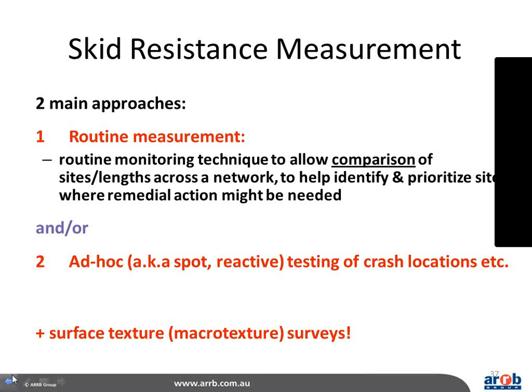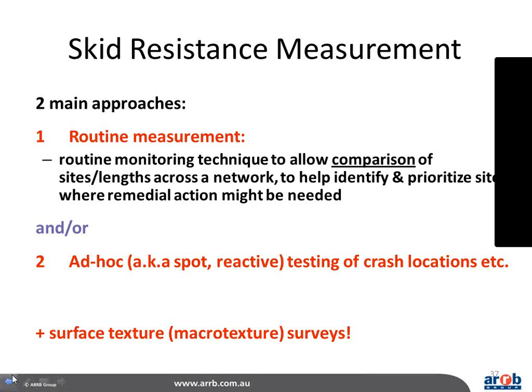The other thing that we can do with our skid resistance equipment is that we can do spot measurements or react to crashes that have occurred. So it's not just about our routine management of a network. We might want to do an investigation of a site. We might want to respond to a crash and provide some skid resistance data for the inquiry, for example. So a couple of approaches there.